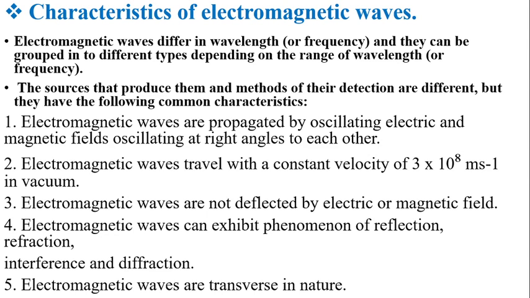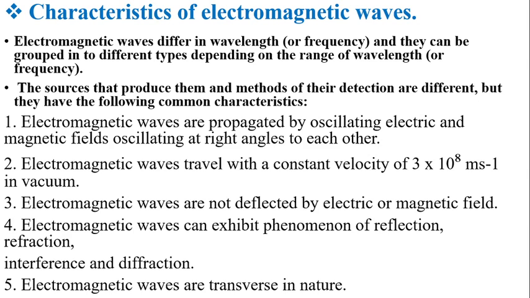First, electromagnetic waves are propagated by oscillating electric and magnetic fields, oscillating at right angles to each other. Second, electromagnetic waves travel with a constant velocity of 3 times 10 raised to 8 meters per second in vacuum, and electromagnetic waves are not deflected by electric or magnetic fields. Electromagnetic waves can exhibit the phenomena of reflection, refraction, interference and diffraction.